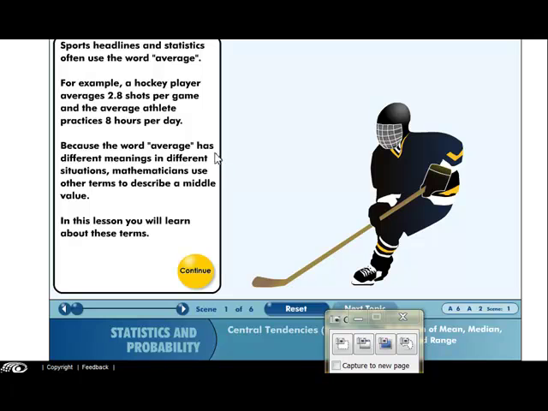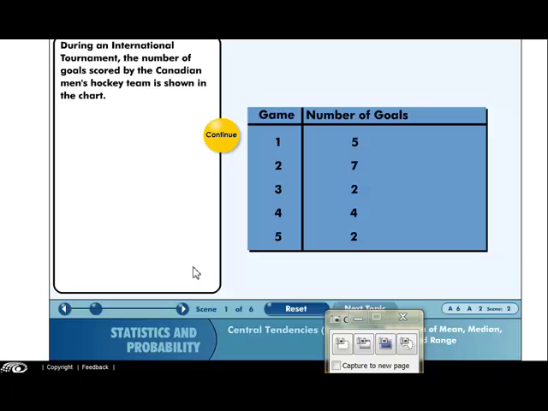So let's talk a little more, to give a little more visual understanding of it. Averages happen a lot in sports headlines and statistics. For example, a hockey player averages 2.8 shots per game, and the average athlete practices 8 hours per day. There's a lot of different meanings for average, so we don't necessarily use just the word average. We use mean, median, mode, and range, and those are the measures of central tendency.